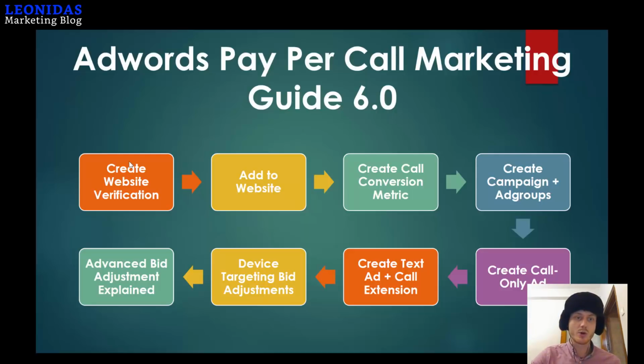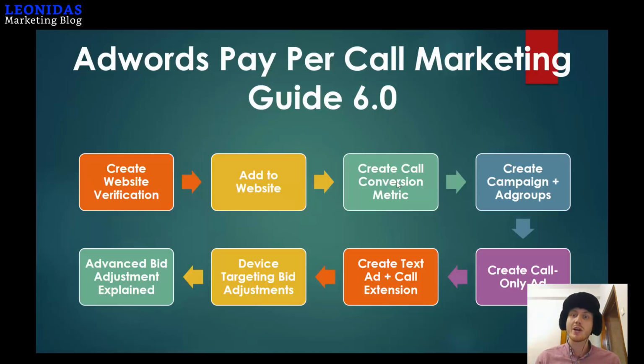Step one, we're going to create a website verification to make sure that our website is verified so that all of our ads will be approved. We're going to add the verification code to our website. Then we're going to create a call conversion metric. So anytime someone stays on the phone for, let's say, 180 seconds, they will basically be considered a conversion as far as AdWords is concerned.